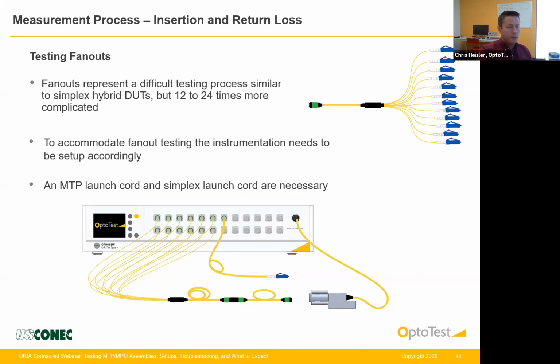So in this system, you see we have a 24-channel system. We'll have 12 channels dedicated to testing the MPO side of the DUT, and then we'll have a simplex launch cord, which will be dedicated to testing the fan-out side of the DUT.